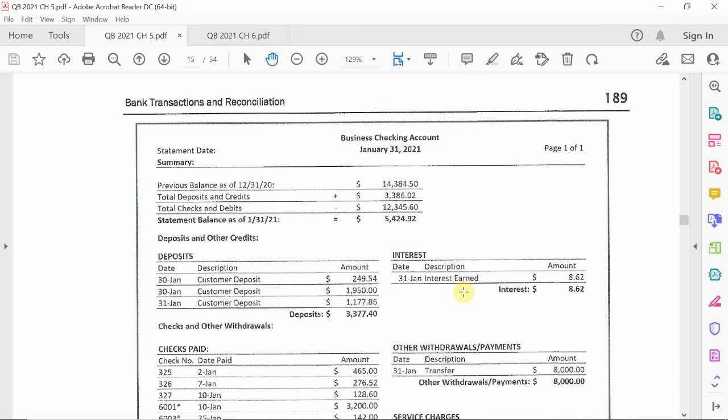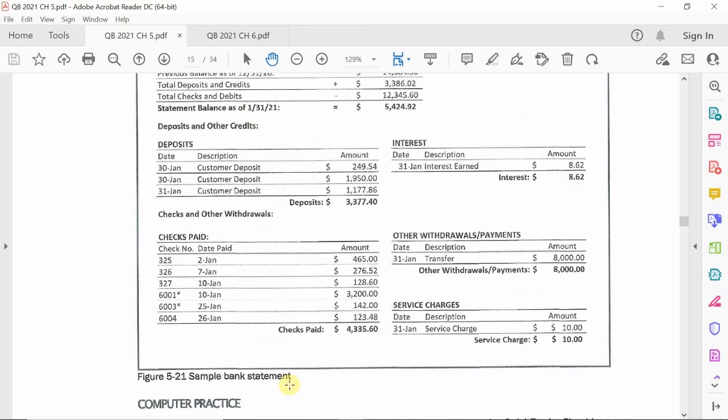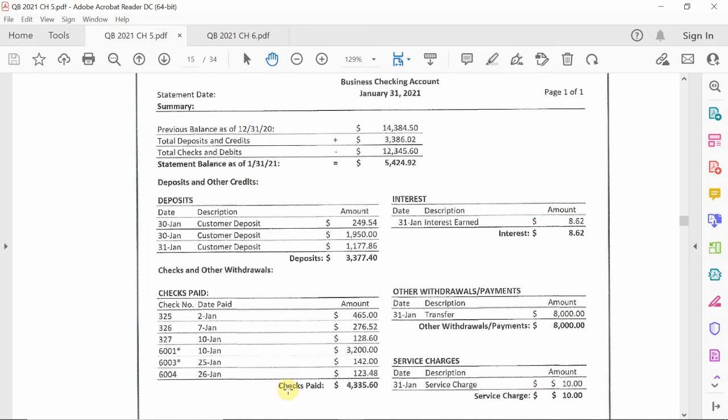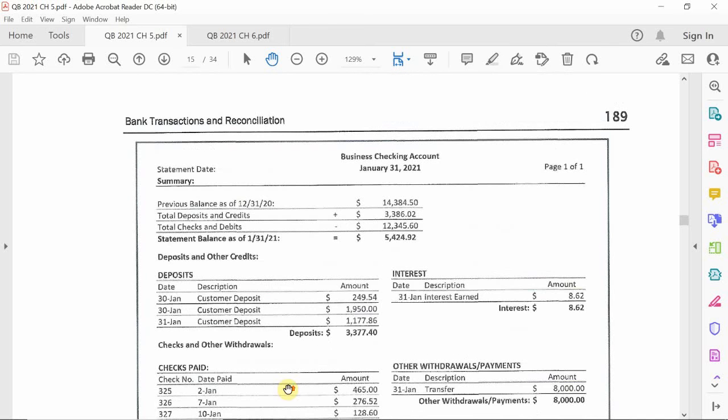So again, I got charged interest. Okay, I got my list of deposits I've made, my list of checks I've written out, and other transactions that occurred during the month, okay? So that's the most important thing, to ensure that you have the bank statement so then you can adjust your account accordingly. So, yes.